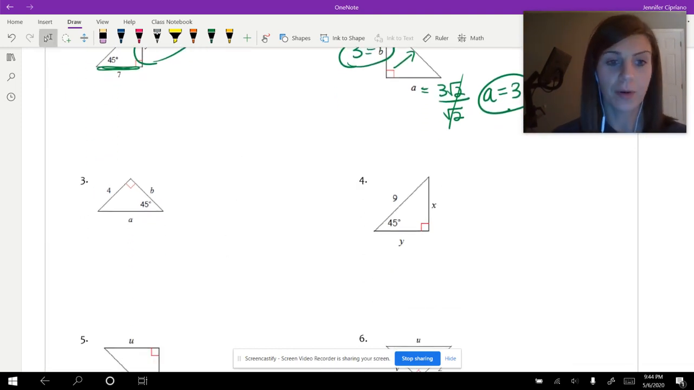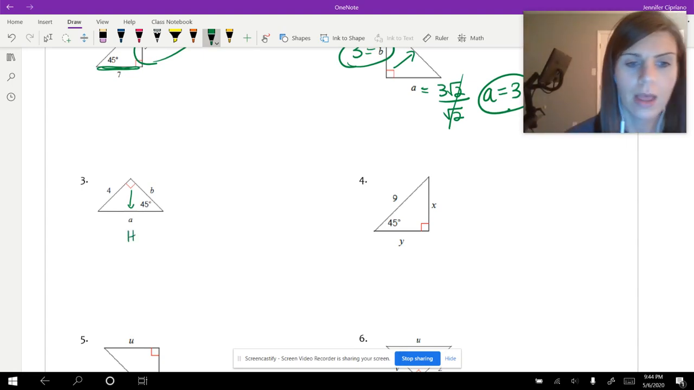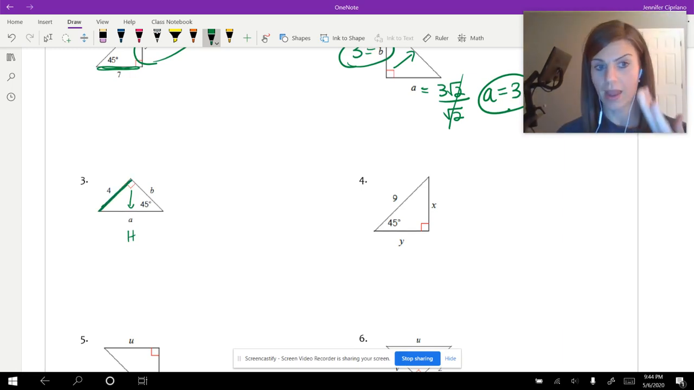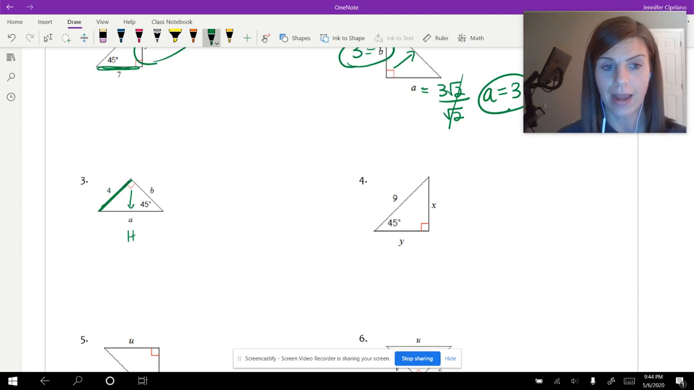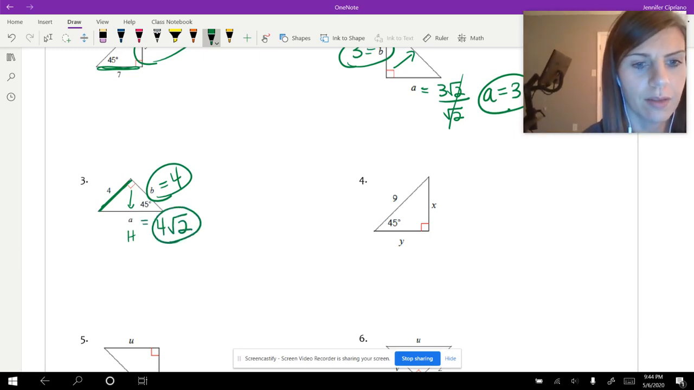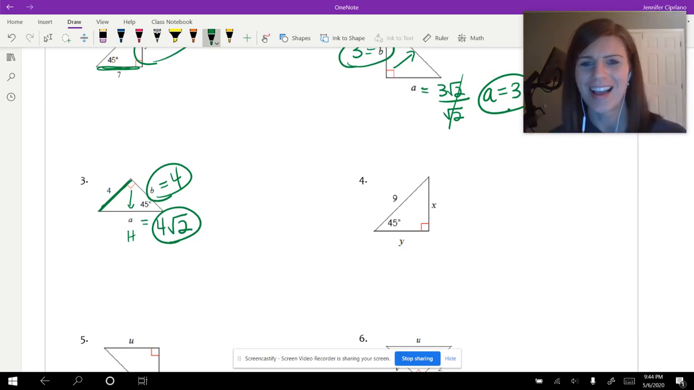All right, and number 3, this time the triangle is turned, it's oriented a little bit differently. Notice that across from our right angle, that would be our hypotenuse. So we're given one of the legs, one of the sides that creates the right angle. So that makes the other leg 4 also. And then that would make the hypotenuse 4 times the square root of 2. If you're thinking this looks really easy, it should look really easy.